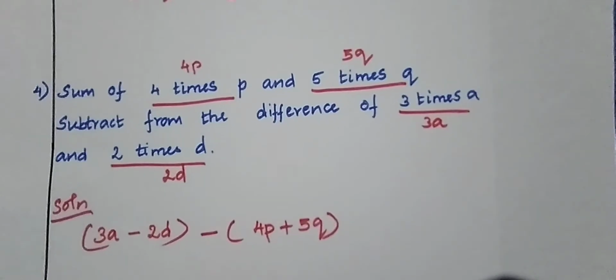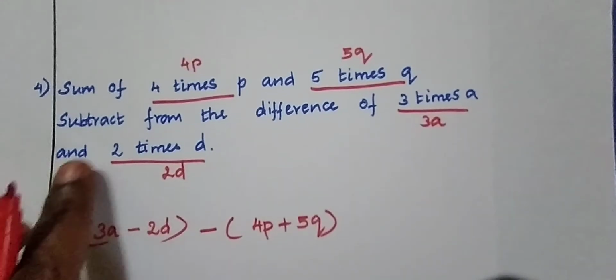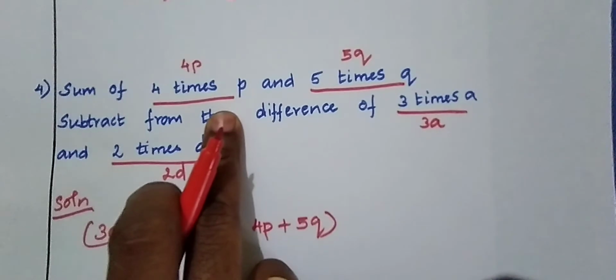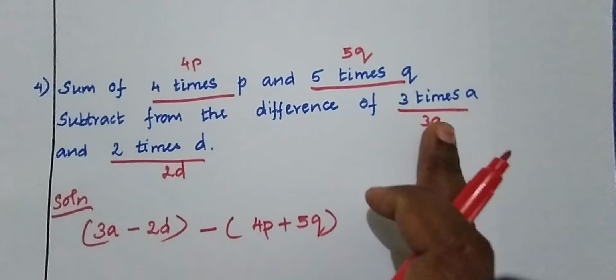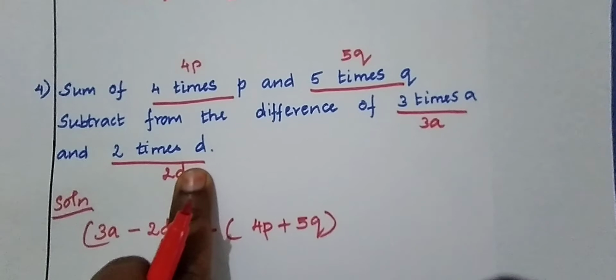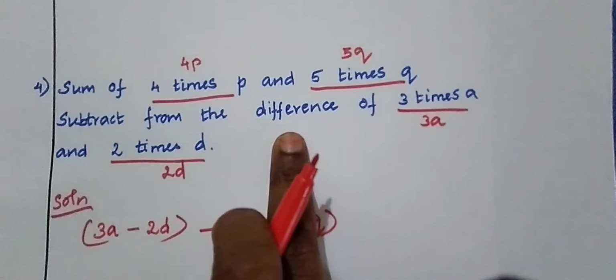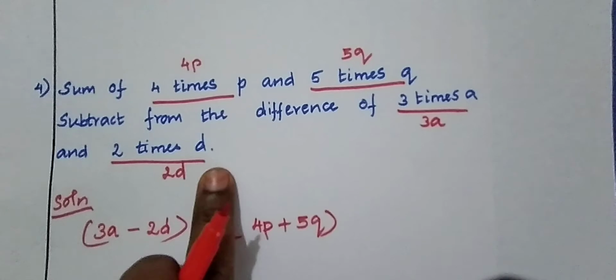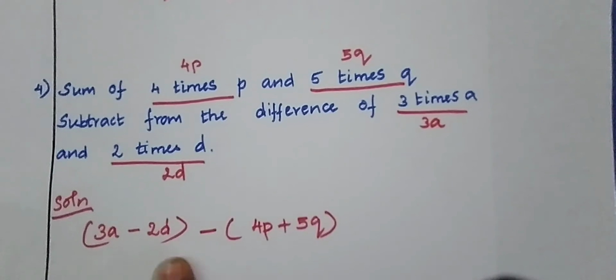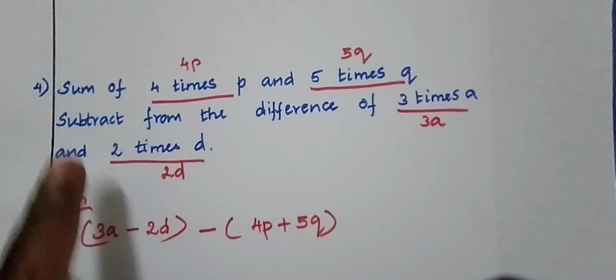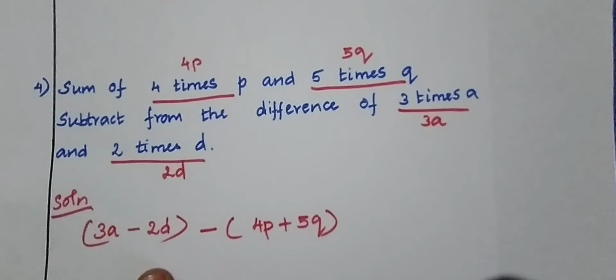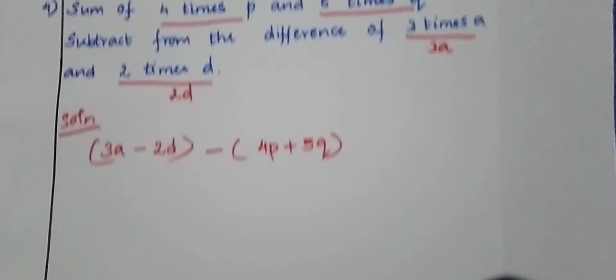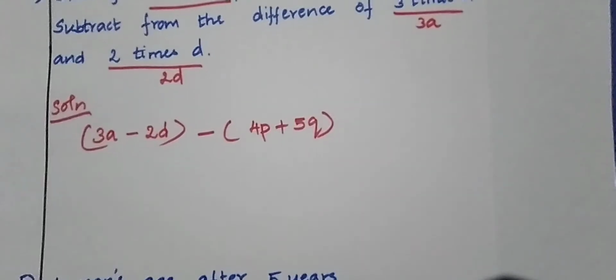Is it clear? Yes. Sum of 4 times p and 5 times q, subtract from the difference of 3 times a and 2 times d. So difference of 3 times a and 2 times d is 3a - 2d, and you have to subtract sum of 4p and 5q. So answer is 3a - 2d - (4p + 5q). Next question.